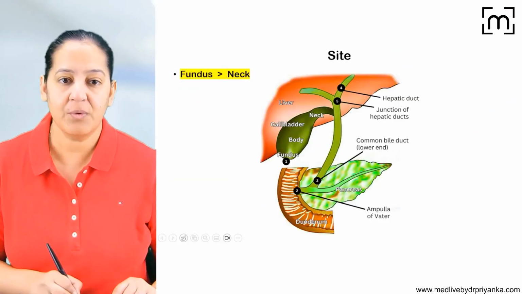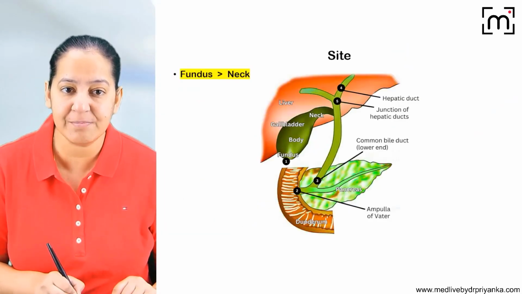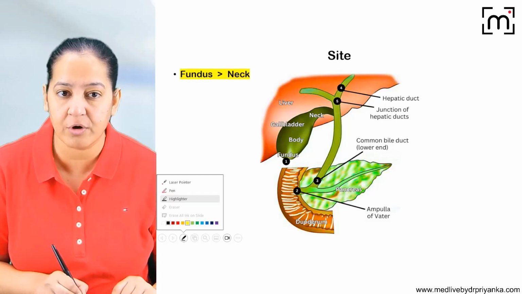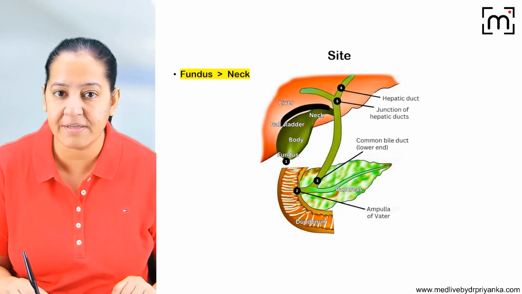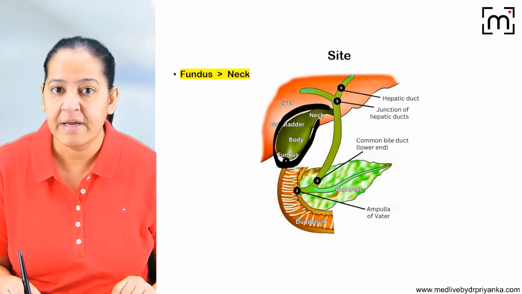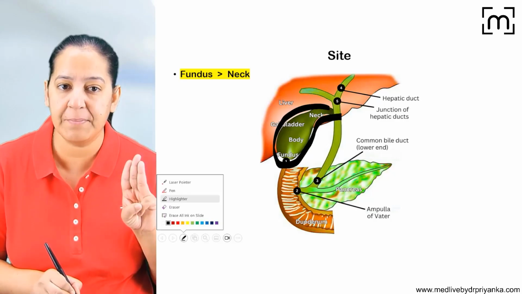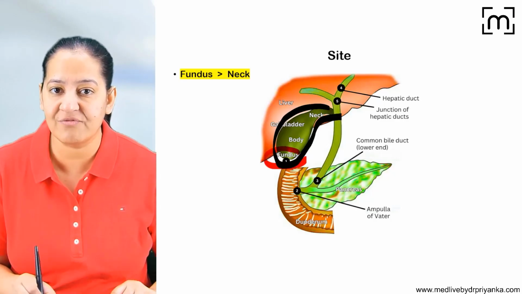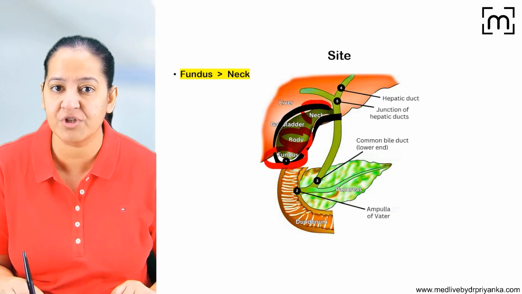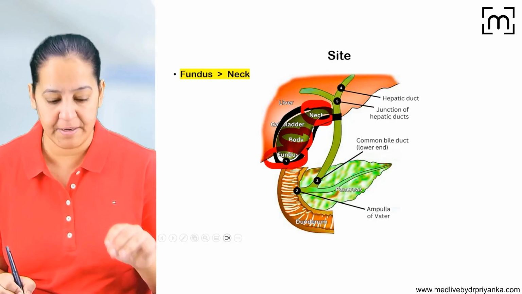Now site. So among the site, first you have to understand the various parts of the gallbladder. Have a look on the gallbladder. Let me highlight the margins of the gallbladder. Can you see this is the gallbladder? In the gallbladder, we divide the gallbladder into 3 portions. So this portion is known as fundus, this portion is known as body, and this portion is known as neck.